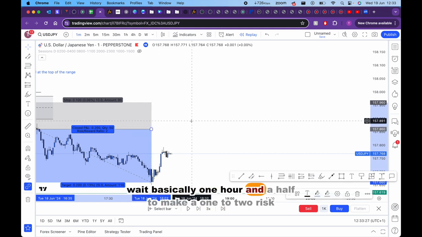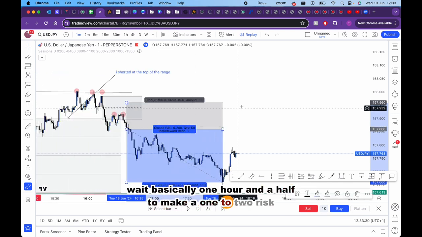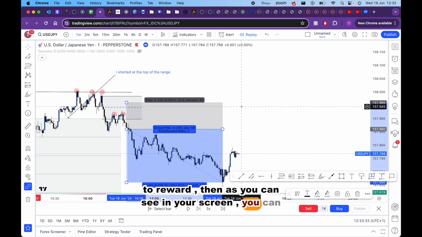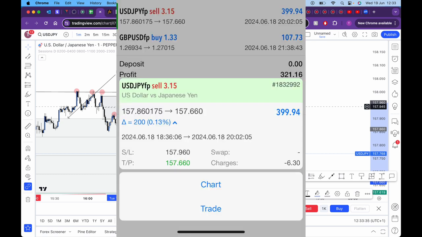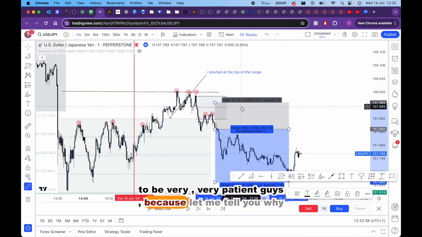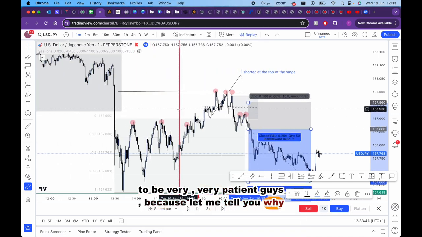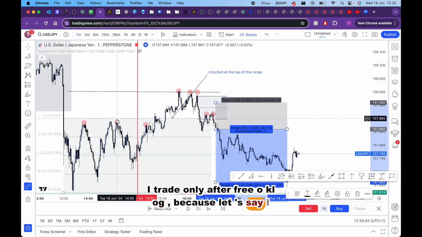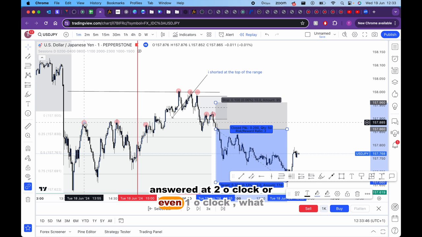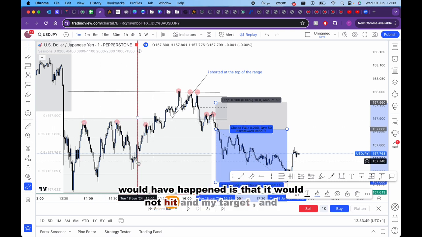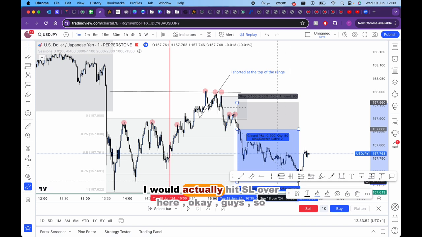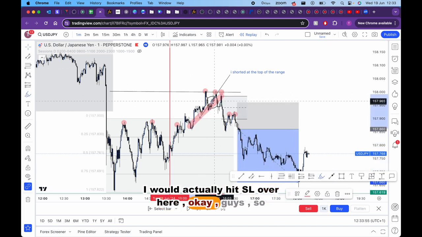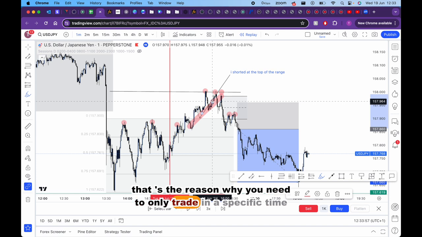So I had to wait basically 1.5 hours to make a 1 to 2 risk to reward. And as you can see on your screen, I've made essentially $400. In this trade I had to be very, very patient, guys, because let me tell you why I trade only after 3 o'clock. Let's say I entered at 2 o'clock or even 1 o'clock. It wouldn't have hit my target and I would have actually hit a sell over here. That's the reason why you need to only trade in a specific time, either 7 to 9 London session, or you trade from 3 to 8 p.m.